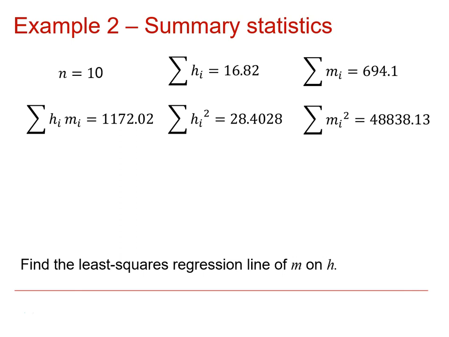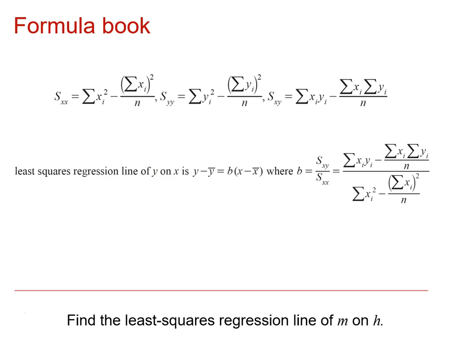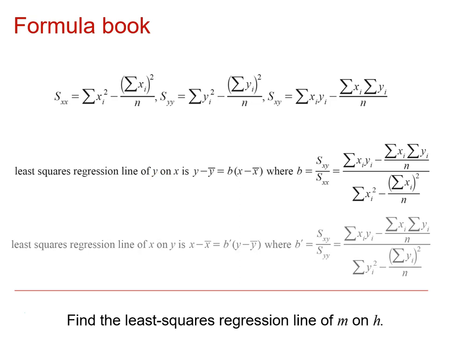Alternatively, you may be asked to work it out with summary statistics. Find the least squares regression line of m on h. So in the formula book, remember we have these equations, but then we also have one more equation underneath. So the least squares regression line of y on x is above. The least squares regression line of x on y is below. So for random on random, it doesn't actually matter which is x and which is y. You just pick between the two, whichever one you need.